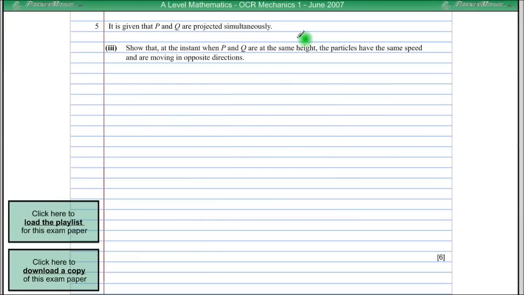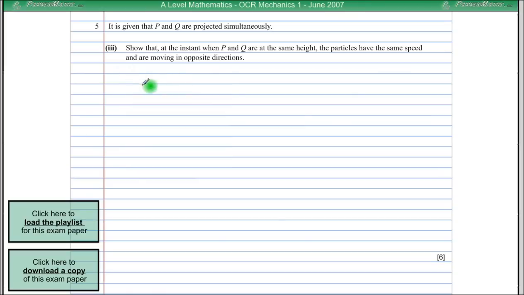For part 3, it says it is given that P and Q are projected simultaneously. Show that at the instant when P and Q are at the same height, the particles have the same speed and are moving in opposite directions. Now this is a tricky question, but it does give us a little clue about our answer, saying that the particles have the same speed and are moving in opposite directions. That means that one must be plus whatever it is, the other must be minus, but they must be the same number. So if we get that, we can be pretty sure we've done the question right.